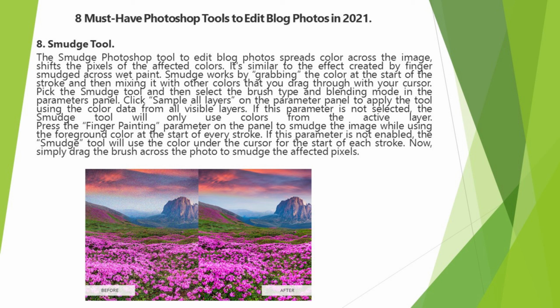If this parameter is not selected, the Smudge tool will only use colors from the active layer. Press the finger painting parameter on the panel to smudge the image while using the foreground color at the start of every stroke. If this parameter is not enabled, the Smudge tool will use the color under the cursor for the start of each stroke. Now, simply drag the brush across the photo to smudge the affected pixels.